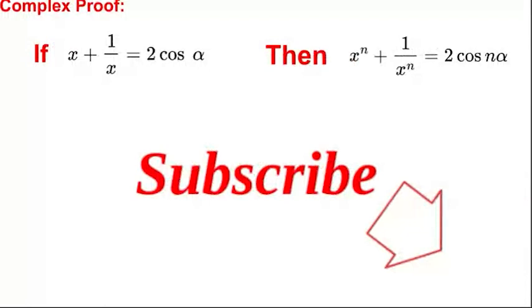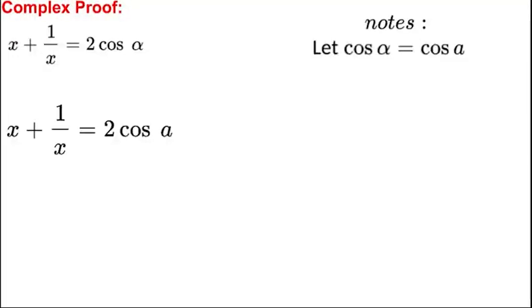So let's get started. First of all, we're going to let cos of alpha equal to the cos of a. Now let's turn our attention to x plus 1 over x is equal to 2 cos alpha. So what we want to do is create a quadratic here. We're going to write x minus 2 cos a plus 1 over x is equal to 0.